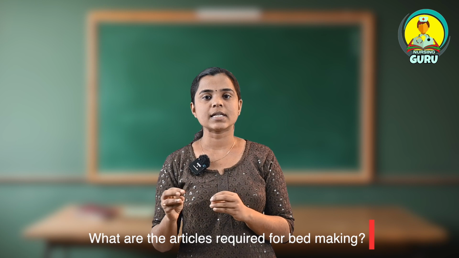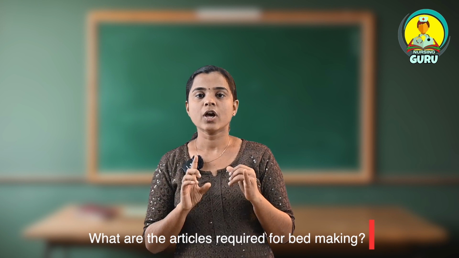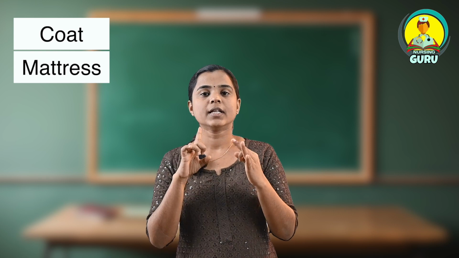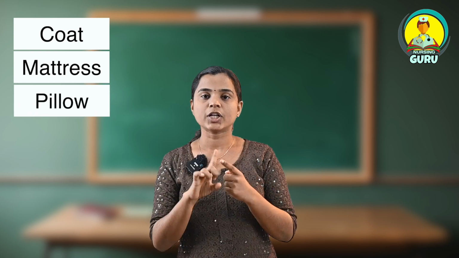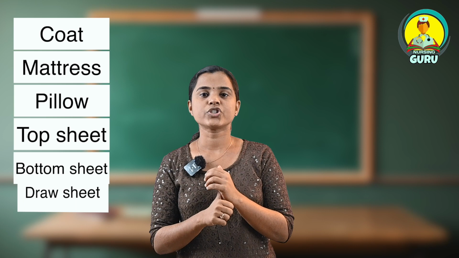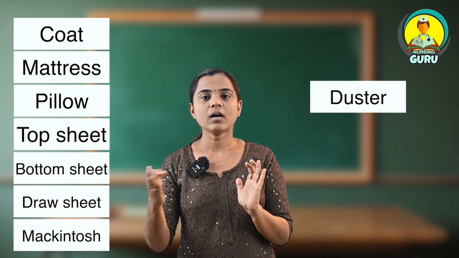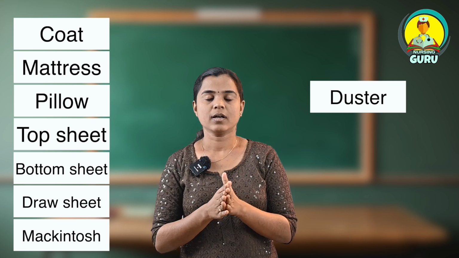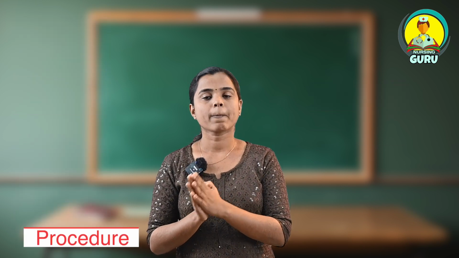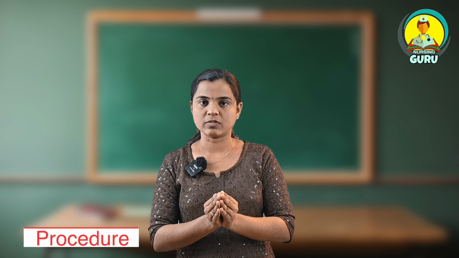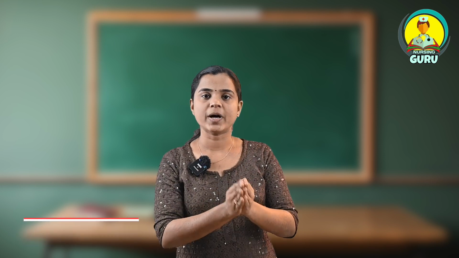Some of the articles required for bed making include a cot, a mattress with a mattress cover, a pillow with a pillow cover, a top sheet, a bottom sheet, a drawer sheet, a Macintosh, and a duster, to dust or clean the bed. So, coming to the procedure, first of all, we have to remove the pillow and the pillow cover, and it should be placed on a nearby chair.